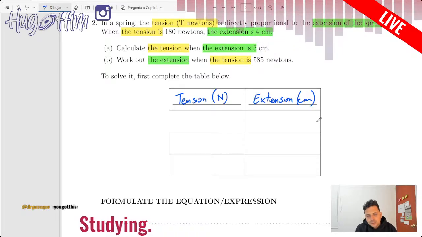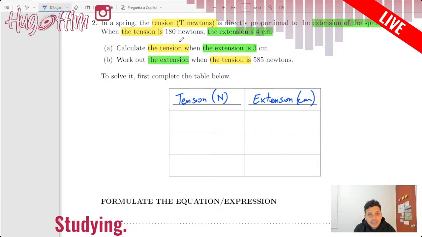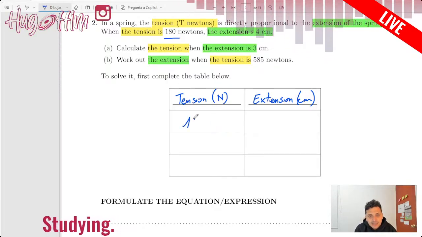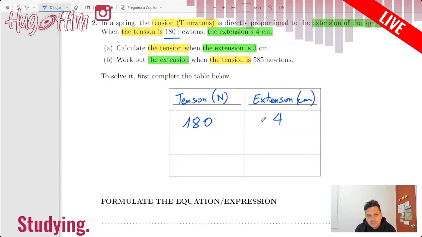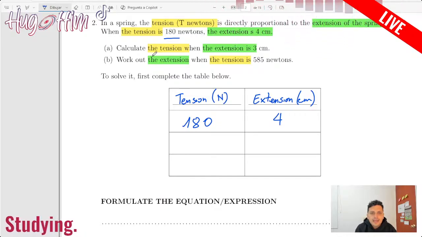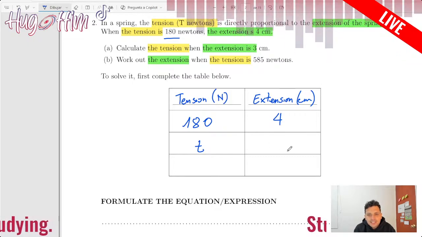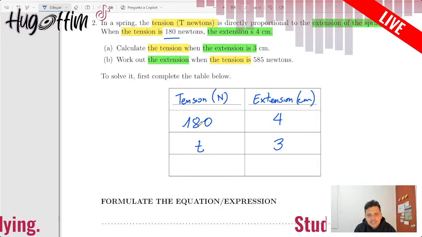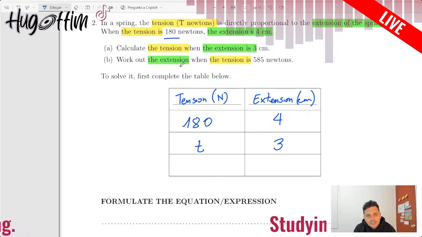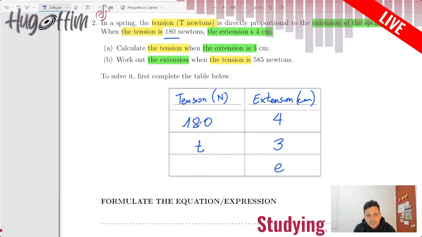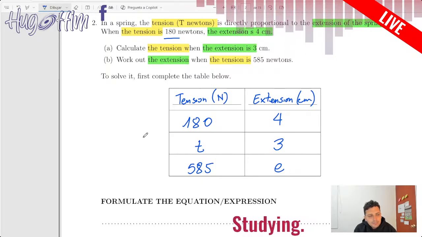Now I'm going to complete the table. It says when the tension is 180 newtons, the corresponding extension is 4 centimeters. I want to know the tension, so I'm going to put T, tension, when the extension is 3 centimeters. Now it says work out the extension, so I don't know the extension, let's put E, when the tension is 585 newtons. Look at that, I already completed the table.